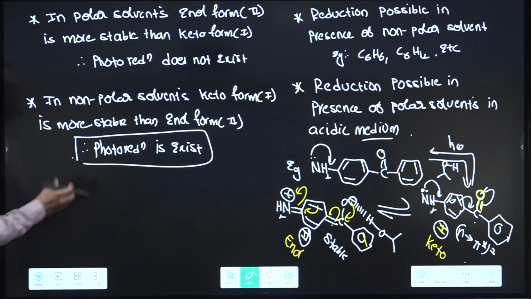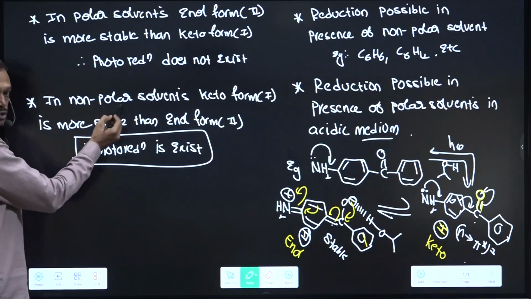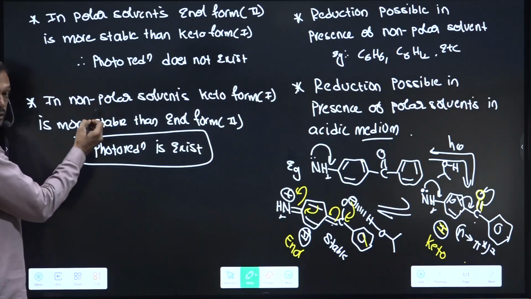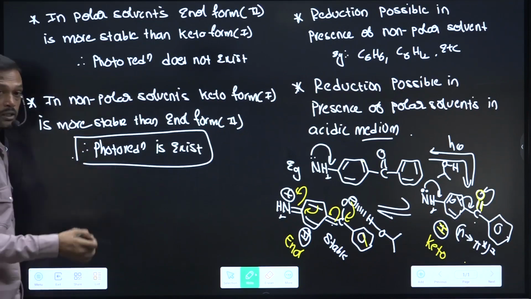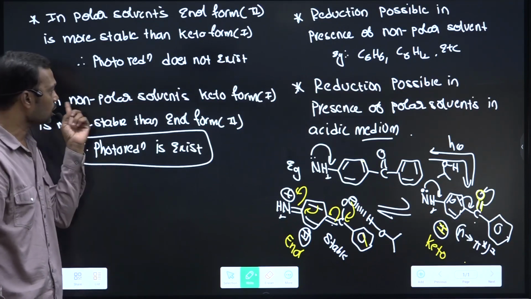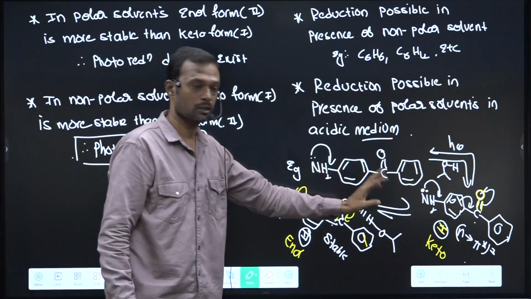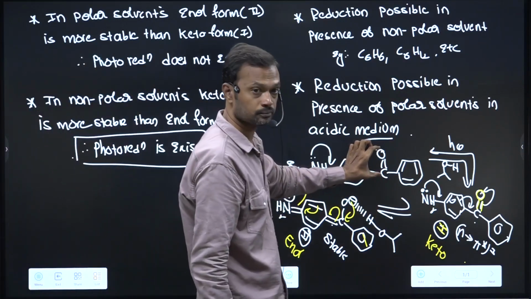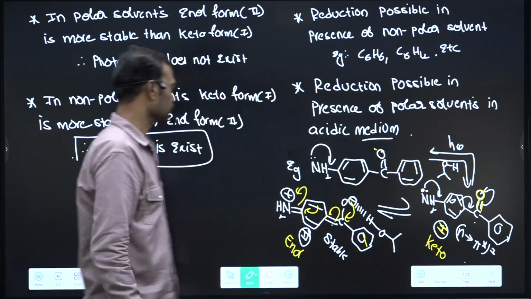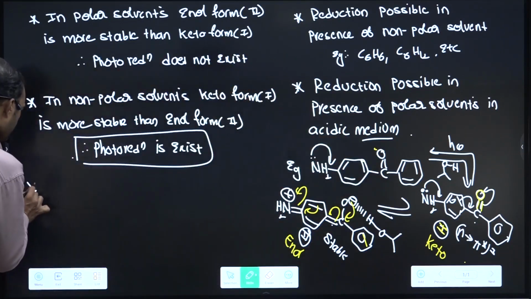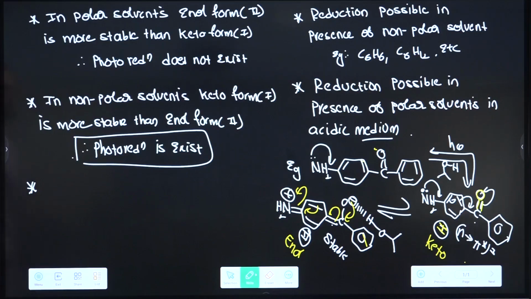Non-polar solvents here are benzene, C6H6, C6H12, carbon tetrachloride. Okay, so you can even take methane, ethane. So many non-polar solvents are there. If any non-polar solvent is given, your answer is possible. Means you can convert this into pinacol product. You will get pinacol. Next.